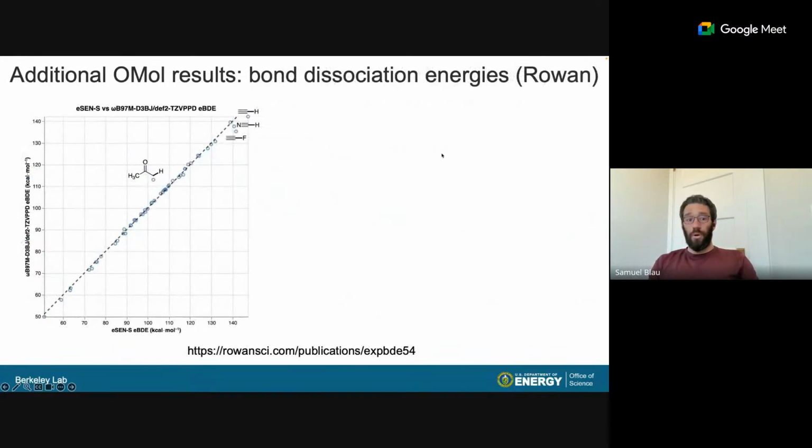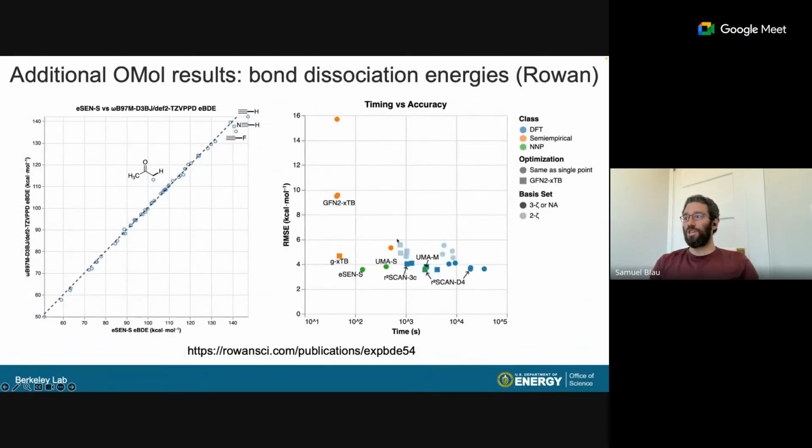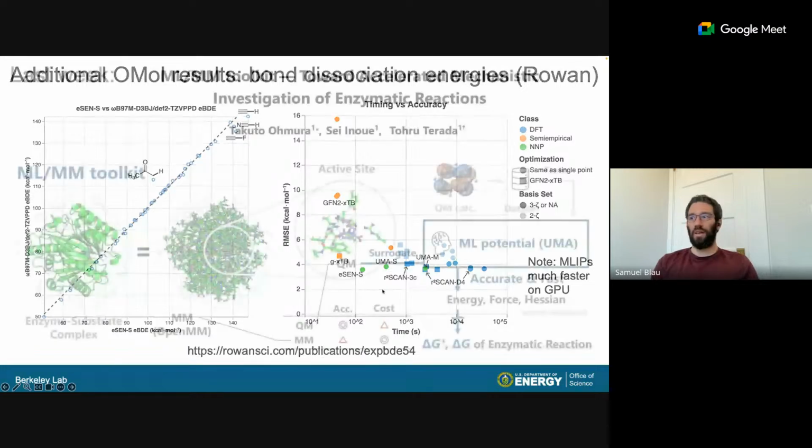Rowan also recently put out these bond dissociation energy results where the MLIPs kick ass. And here the x-axis is time, but I want to be clear that everything on this plot was run with CPUs. Of course, the MLIPs are optimized to run on GPUs. So really, the MLIP timings should be far lower if they're run on GPUs instead of CPUs. But right out of the box, excellent, sub 4 kcal per mole against experiment, basically right on the dot as far as other DFT, and basically leading the Pareto front as far as speed and accuracy.